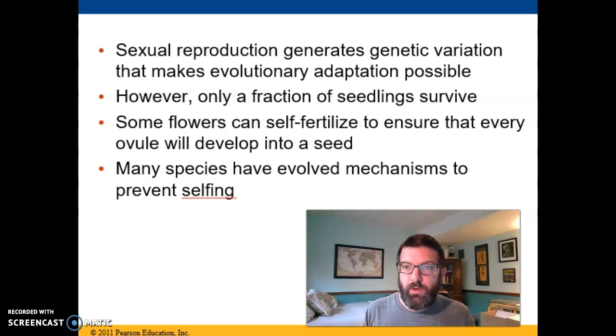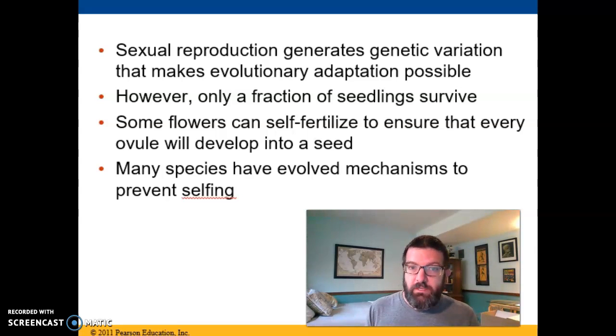Sexual reproduction helps you hedge your bets. Your offspring will have much more genetic variation. It makes more evolutionary adaptation possible. But if you are rolling the dice, some of your seeds are going to be less fit, and so only some of the seedlings will survive.